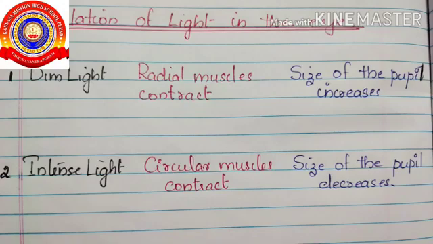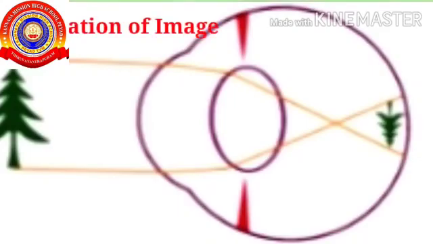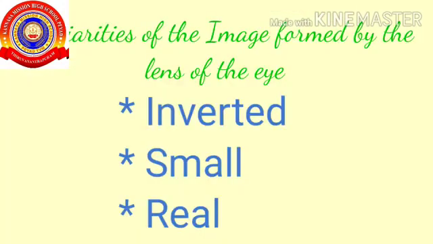It's very important. Our next topic is the formation of image in the retina. Look at the diagram. You can see an object when it falls on the retina. The curvature of the cornea and the lens helps the light rays which reflect from an object get focused onto the retina. From this figure, find out the peculiarities of the image formed by the lens of the eye.